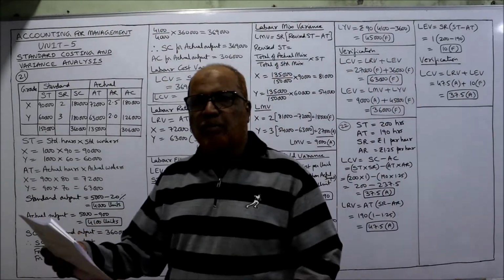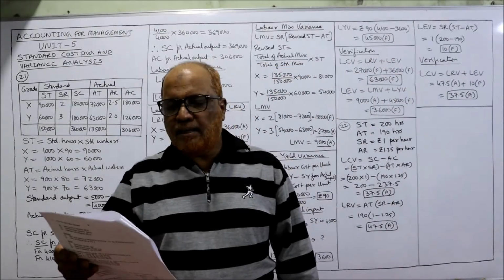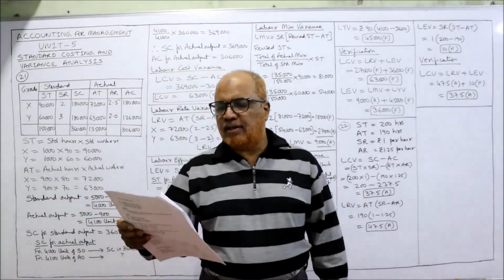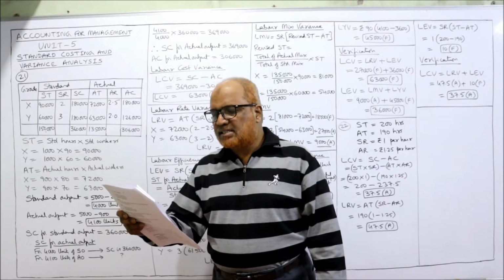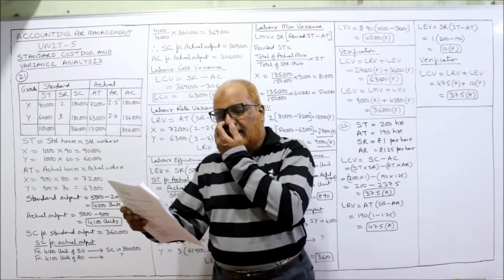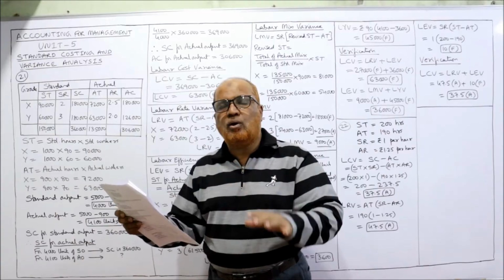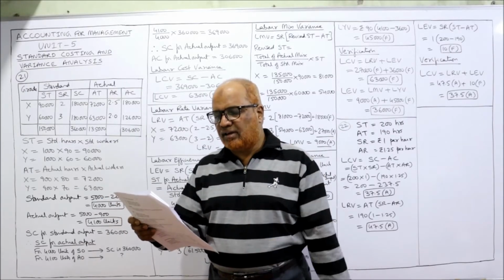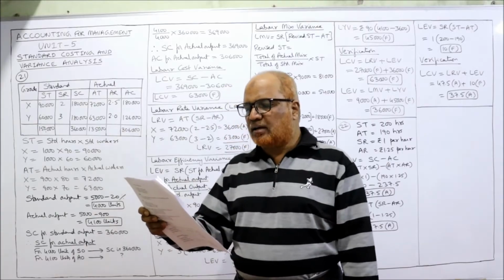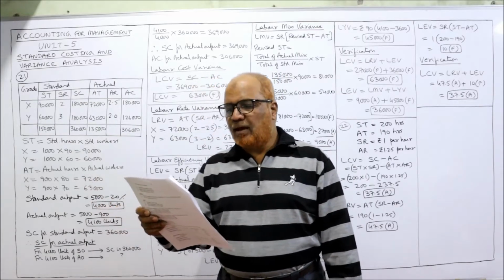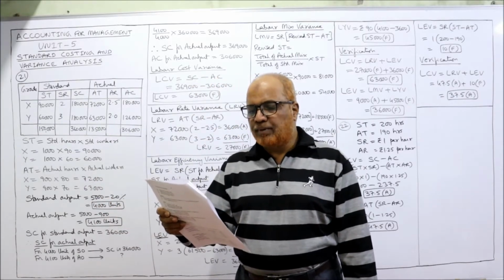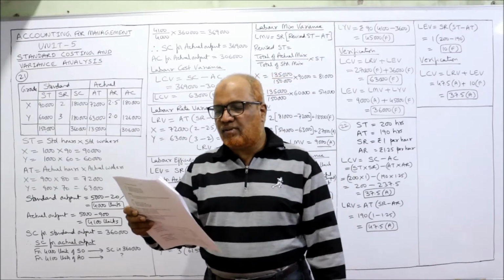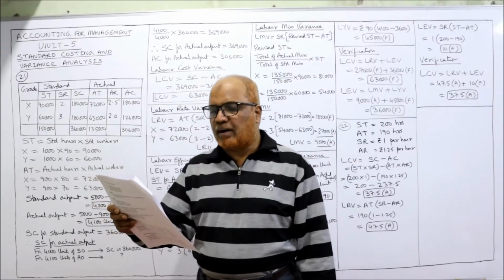See the 21st problem. Calculate the labor variances from the following data. So standard wages grade X and grade Y. That means 2 categories of workers we have, grade X workers and grade Y workers. Grade X, 90 workers are there at the rate of rupees 2 per hour. And grade Y, 60 workers are there at rupees 3 per hour.